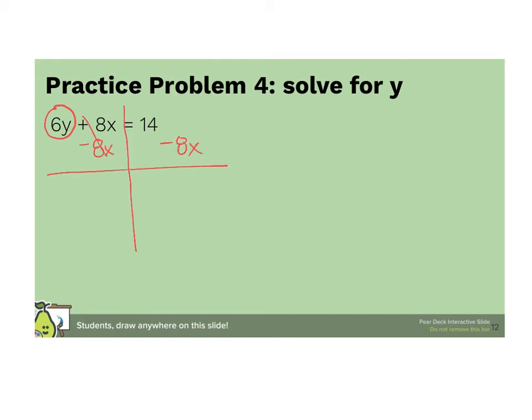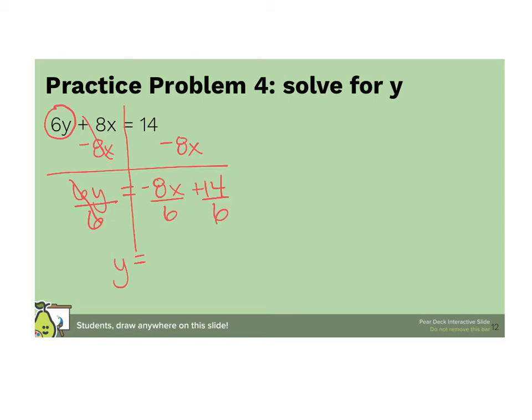I'm going to bring down my 6y. I'm going to bring everything else down in the right order. The negative 8x comes first. The positive 14 comes second. Finally, get the y by itself by dividing everything by 6. So now I have y equals, so 8/6.